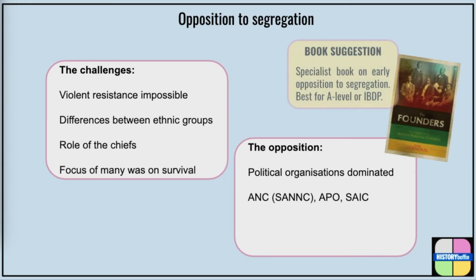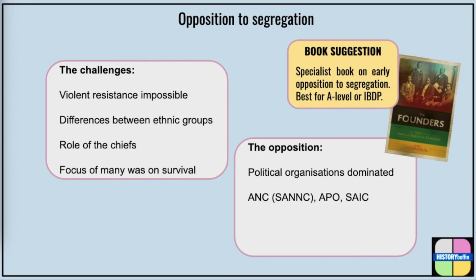groups. The most famous, the ANC, began as the South African Native National Congress in 1912 and became the African National Congress in 1923. For an in-depth study of its origins and early years, Andre Odendahl's excellent book The Founders is well worth investing in. It should be on the shelf of any history classroom where A-level or IB diploma is taught.